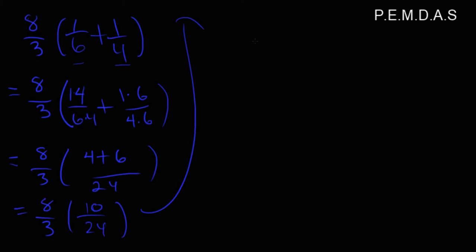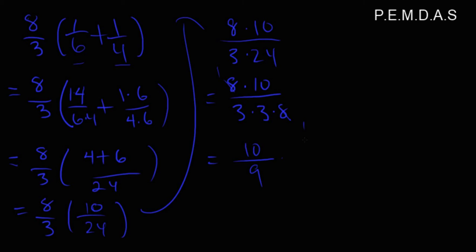So let's simplify these. I have 8, and I'm going to put it all over one line. So I have 8 times 10 and 3 times 24. I know 8 goes into 24, so let's break down the 24. I have 8 times 10 all over 3 times 3 times 8. 3 times 8 is 24. So I'm going to cancel these 8s. So that equals 1 times 10, 10, over 3 times 3, 9. 10 over 9.